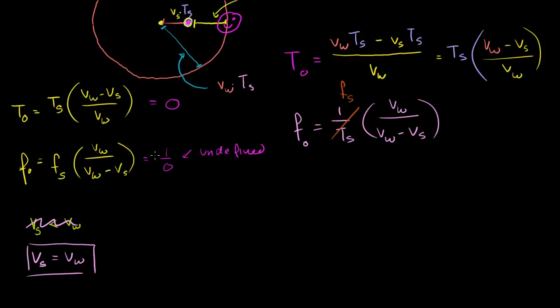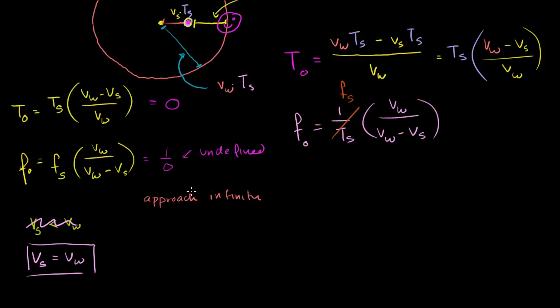So the frequency is undefined at the velocity of the wave, but it will approach infinity as the source approaches the velocity of the wave, not necessarily a sound wave. I keep using sound wave just because that's how I tend to visualize things. And we'll talk in future videos specifically about sound waves, and we'll touch on it a little bit in this video. So what is this telling us?